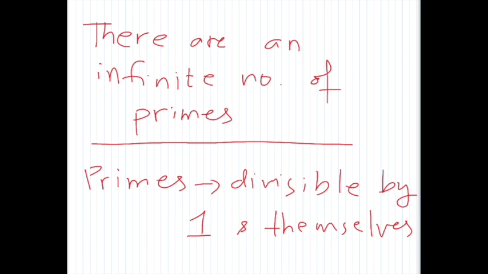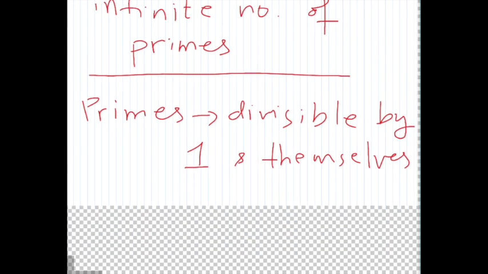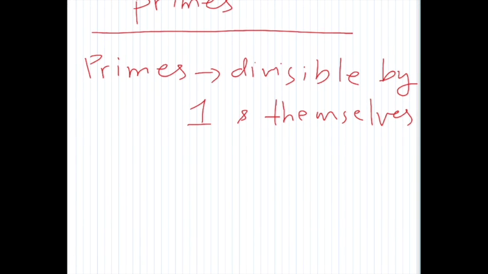Hello, so in this video we will be talking about a proof which says that there are an infinite number of prime numbers. So let's start with what prime numbers are. Prime numbers are those integers which are only divisible by 1 and themselves. By divisible, what I mean is that that number divides that prime number.